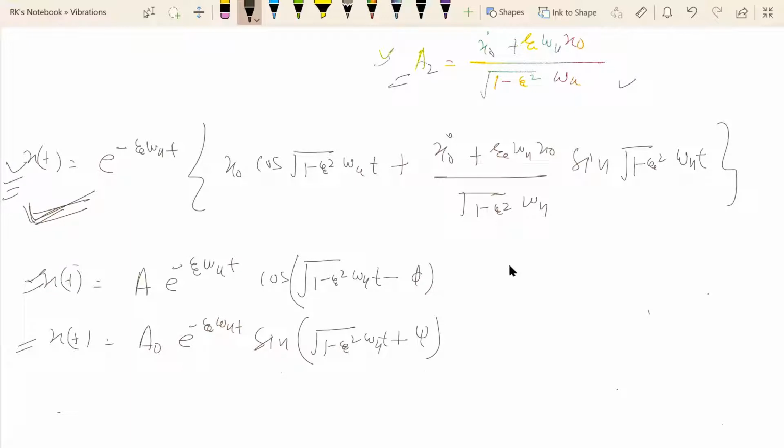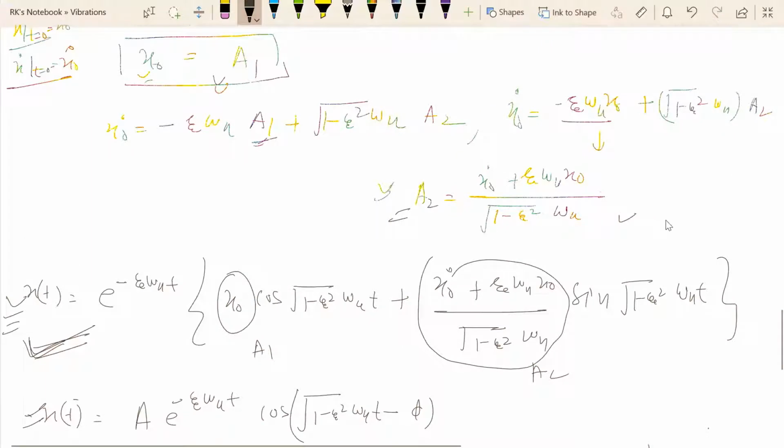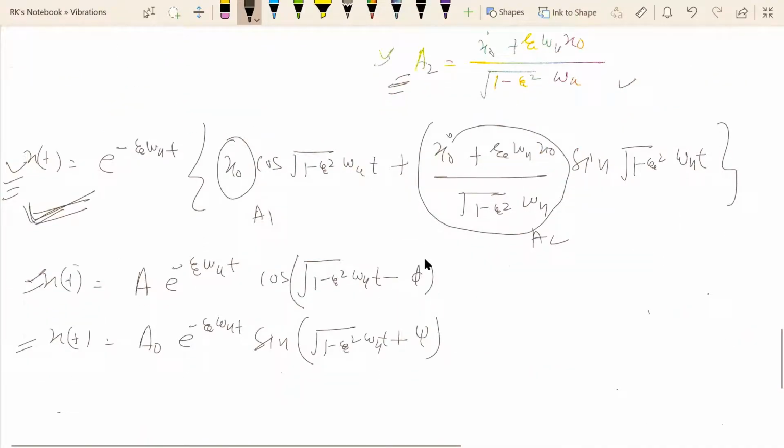Already we found the constants in the first form, A1 and A2. This is the value of A2 and this is the value of A1. In the last lecture, we discussed how we arrived at these values. So this was A1 and this is A2. In our first form, we found these constants. Now we'll talk about the determination of A and phi.